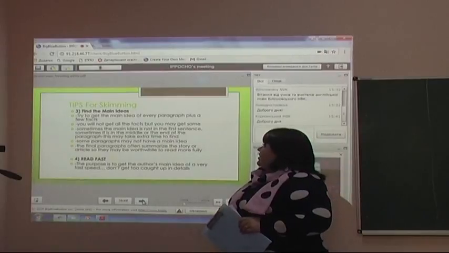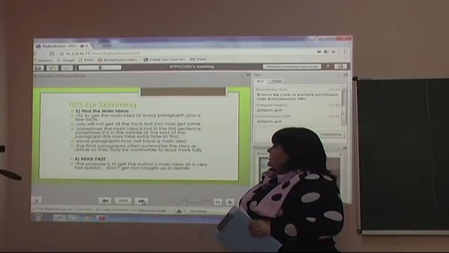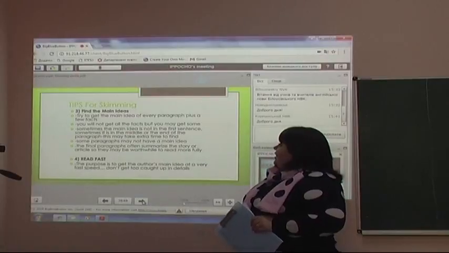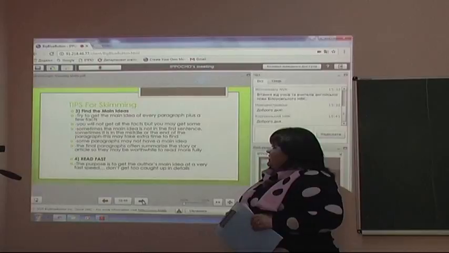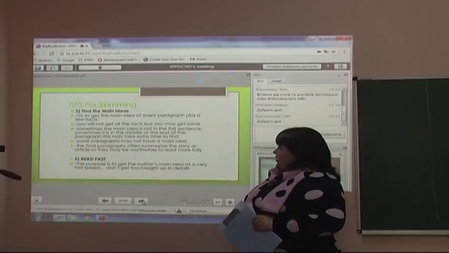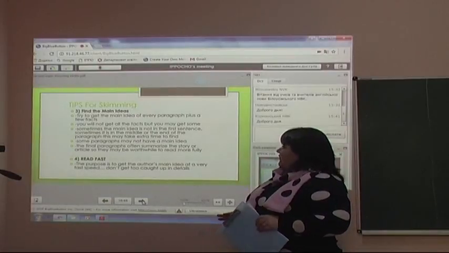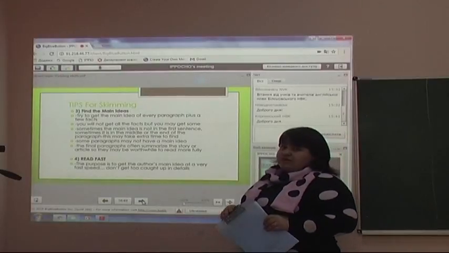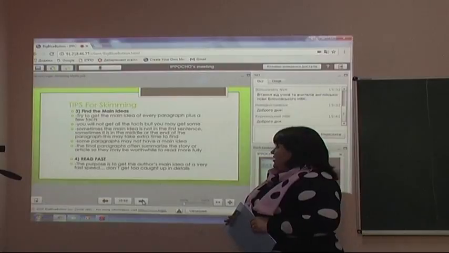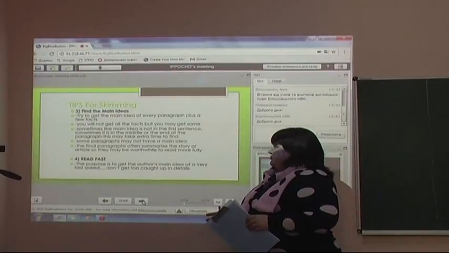Sometimes the main idea is not the first sentence. Sometimes it is in the middle. And it may be at the end of the paragraph. This may take extra time to find. Some paragraphs may not have the main idea, and the final paragraphs often summarize the whole story in general. And the last tip is read fast.